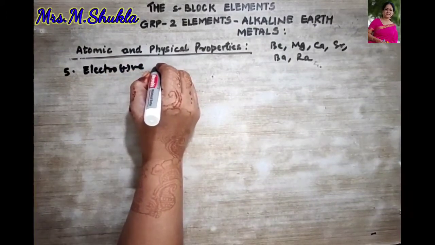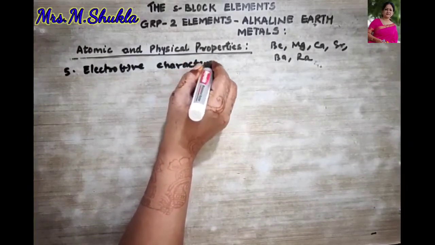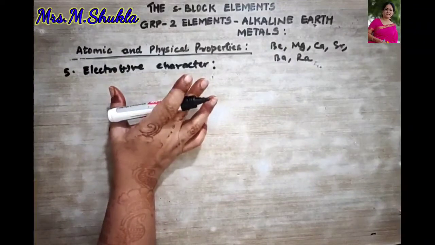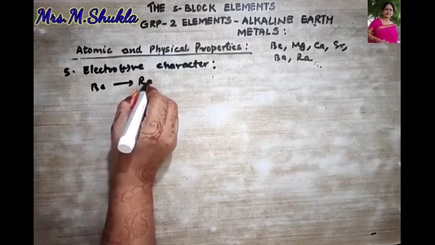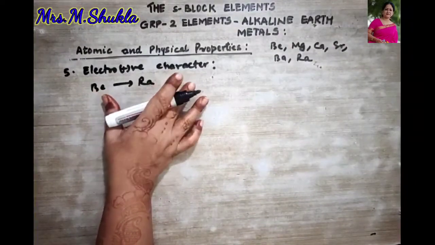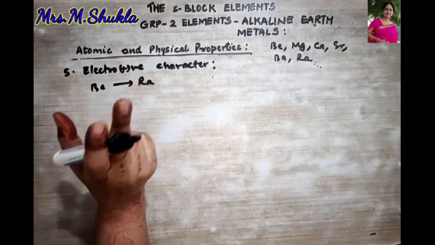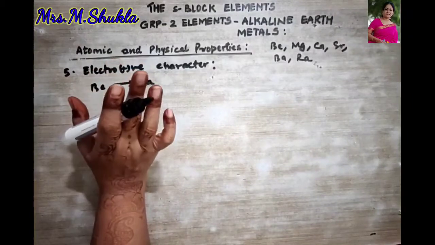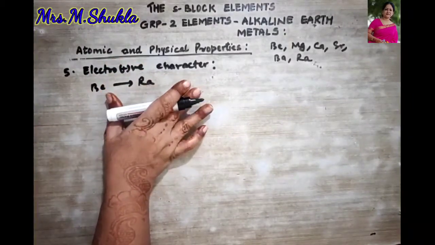Electropositive character. So the electropositive character of group 2 elements always increases from beryllium to radium, right? Why so? Because the atomic number increases. However, an alkaline earth metal is always less electropositive than an alkali metal of the same period. This is what you need to remember.